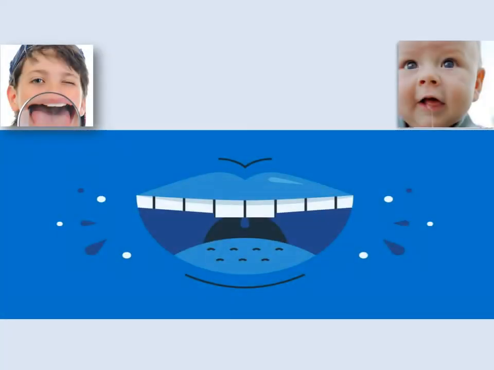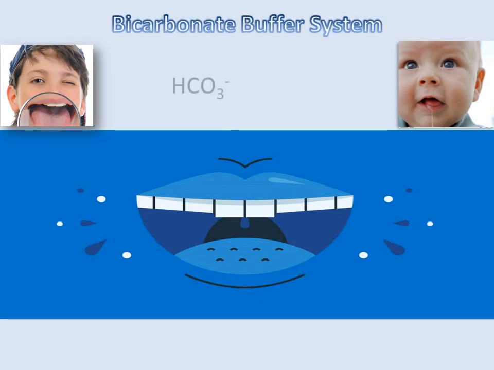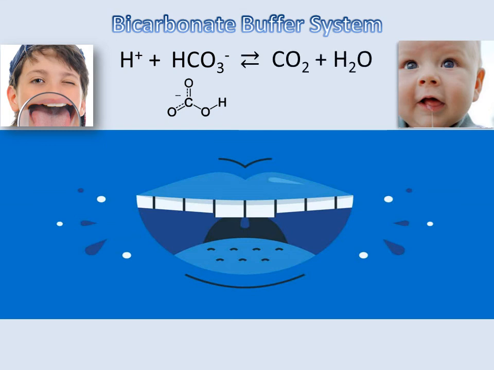And let's not forget another helpful agent, saliva. Our saliva has a buffer mechanism using bicarbonate. Bicarbonate helps in the remineralization process by neutralizing or buffering the pH in the mouth. It does this by bonding with those pesky hydrogen ions to form carbon dioxide and water. So the more saliva, the more bicarbonate ions available to help keep that pH above critical level. I'll talk more about bicarbonate in the next video.